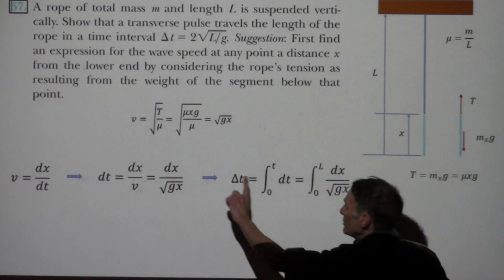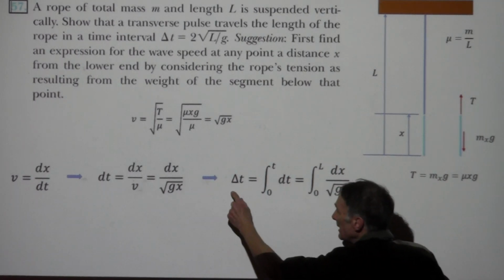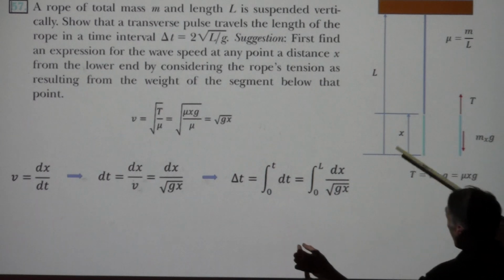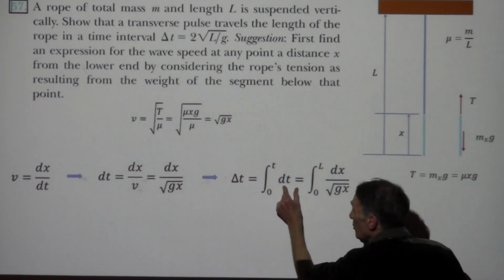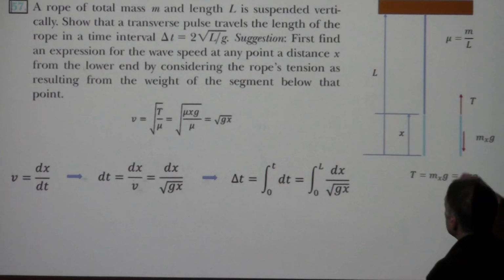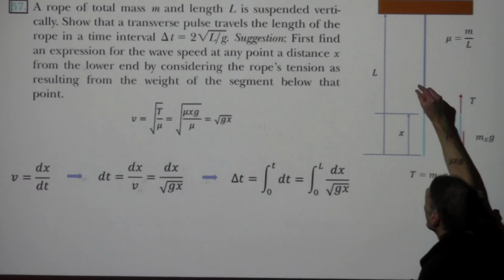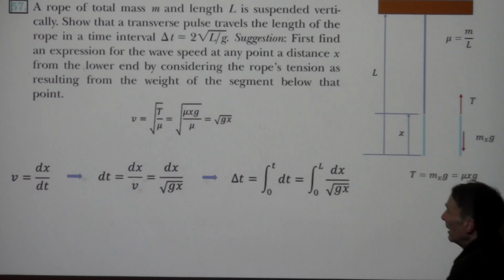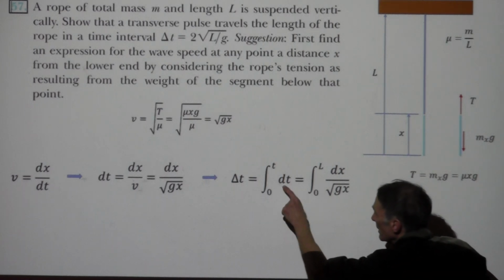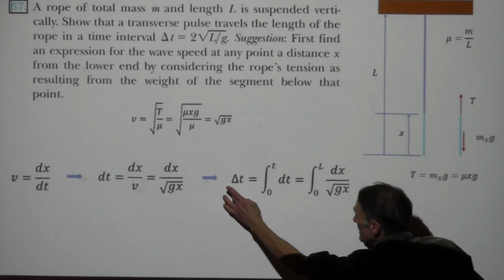And so that's going to lead to the idea that I can get the total time for this pulse to go up by integrating, adding up all my little dt's as this thing goes through little dx's on up the string. Okay, so that would give me my dt.